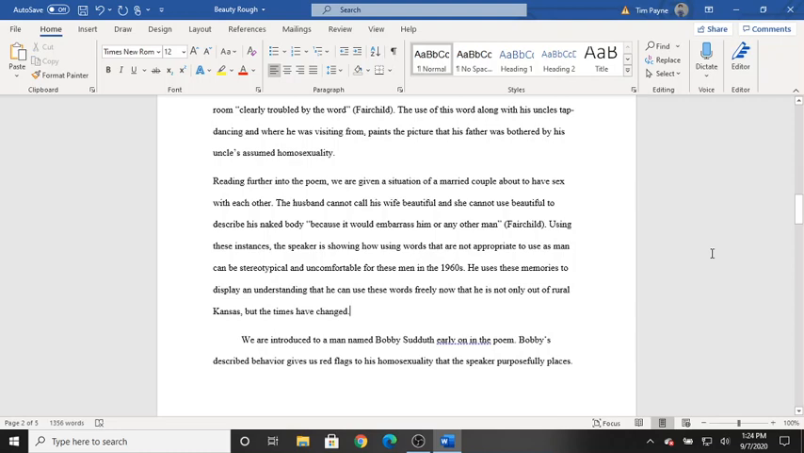The speaker shows how using words that are not appropriate for men can be stereotypical. I don't know what that means. I think I have an idea, but I'm not really sure. Are we simply saying men don't speak this way because that's a stereotype they're supposed to adhere to? If so, yeah. It makes them uncomfortable. We've said that.